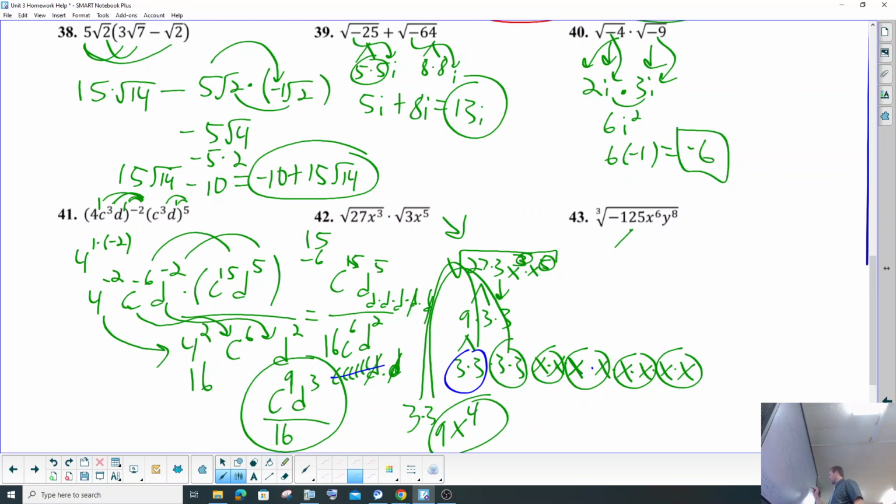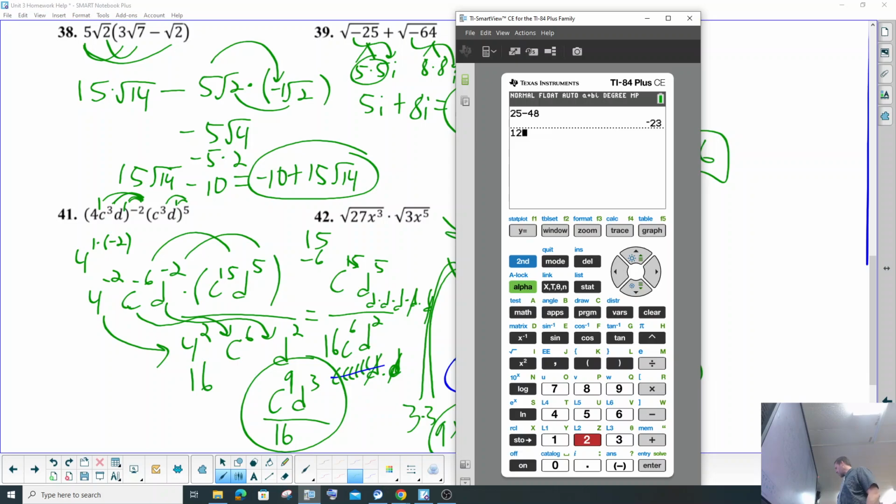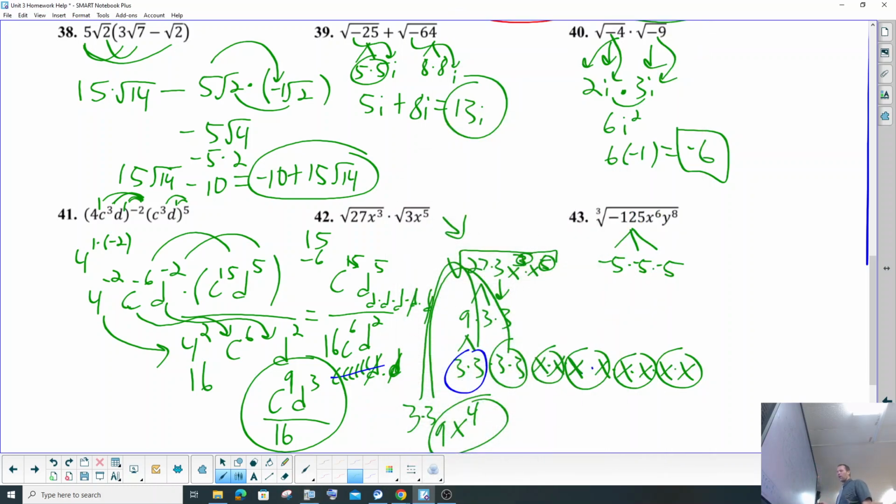So negative 125 breaks down into negative 5 times negative 5 times negative 5. How did you know that? Well, it's the difference of cubes. So if you divide by 5, you get 25. And then 25 divided by 5 is also 5. So we have 1, 2, 3 fives in there. And so they're all negative, because a negative times a positive times a negative is a negative. So that's going to work for us.